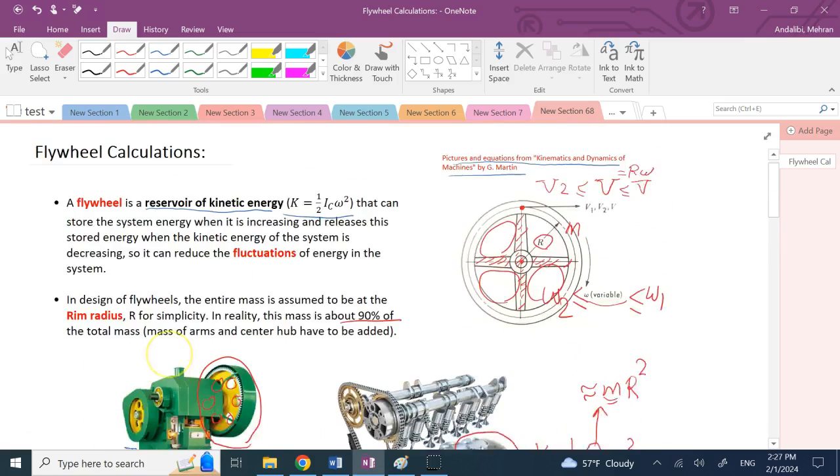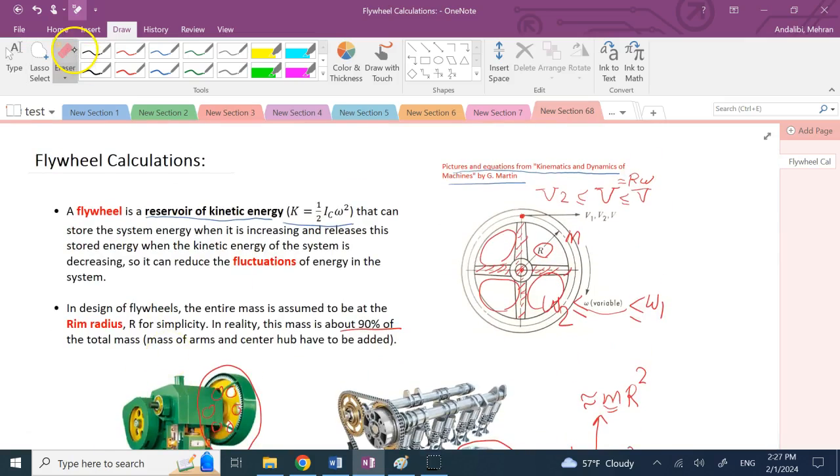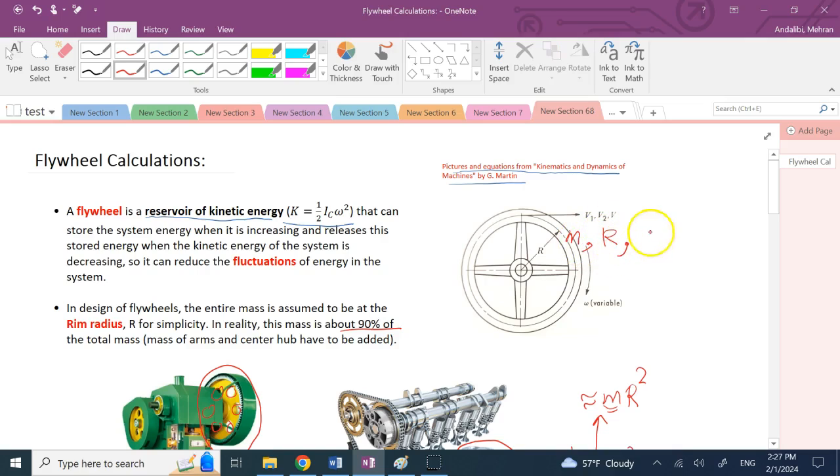So remember, when you design a flywheel, there is M that you need to know, and there is R and C. So there are 3 parameters that you need to know. C you pick based on your application, you pick a value of C. R also, to make life easier, you also pick a value for R, and then you'll find M.